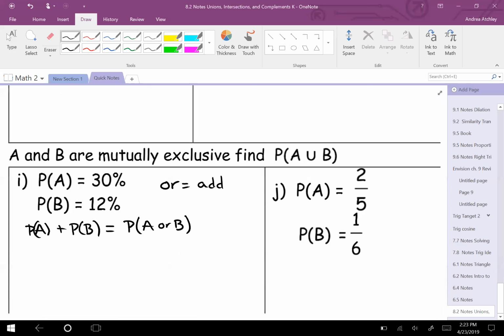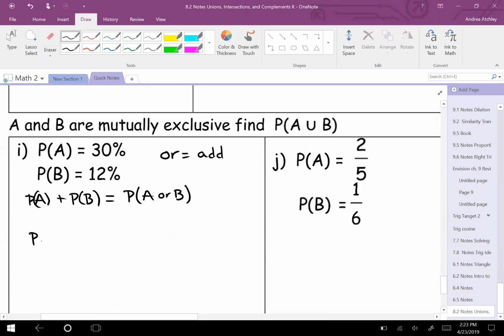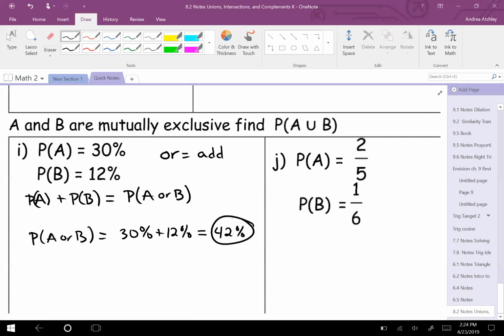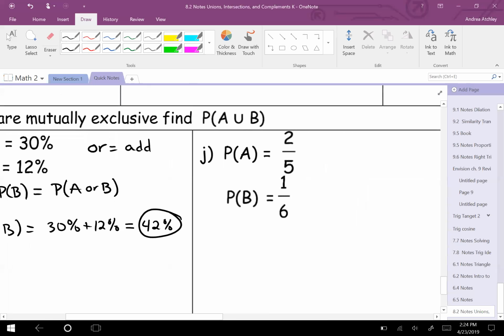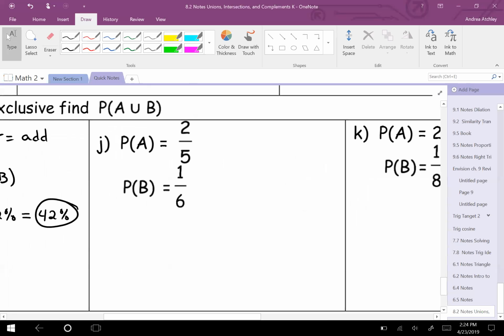So the probability of A or B in this case, this is 30% plus 12%, which equals 42%. That's all I'm asking you to do, is add them. Any questions over that? Now I'm giving this in fractions. So I'm going to add the fractions.